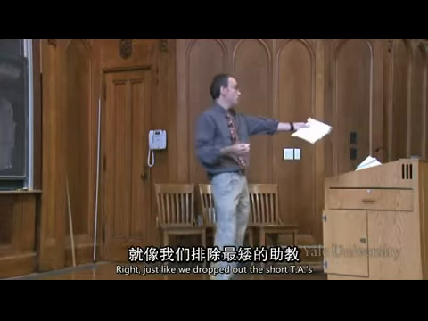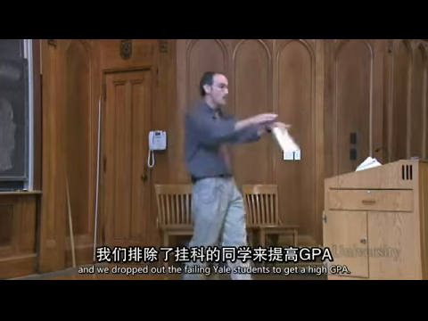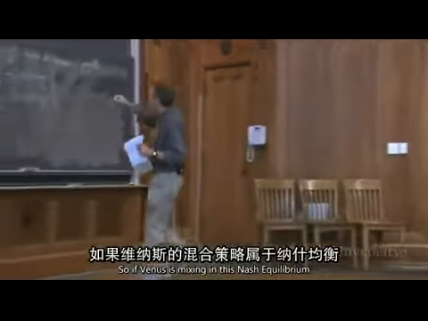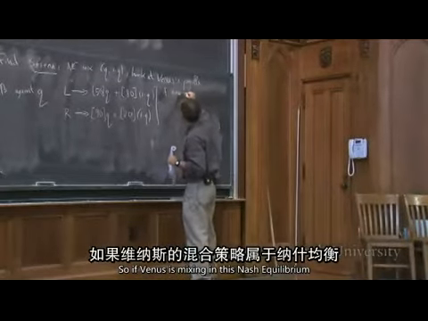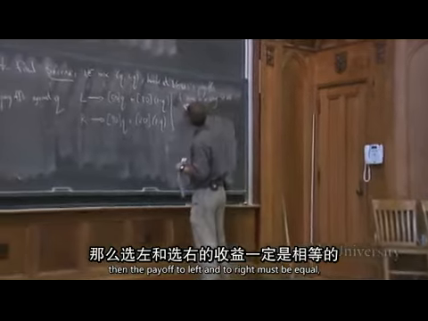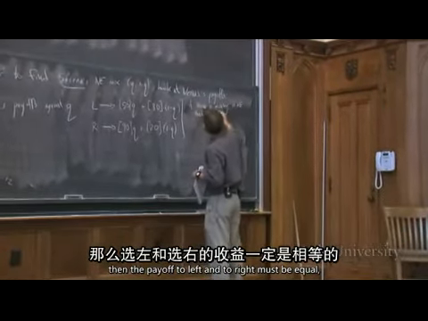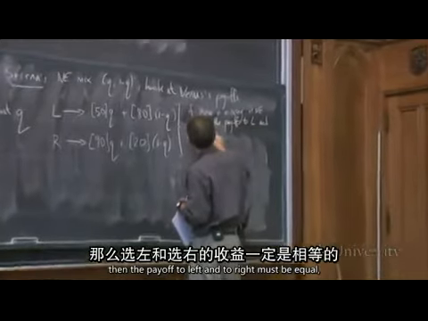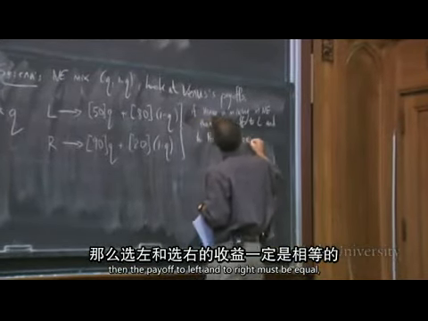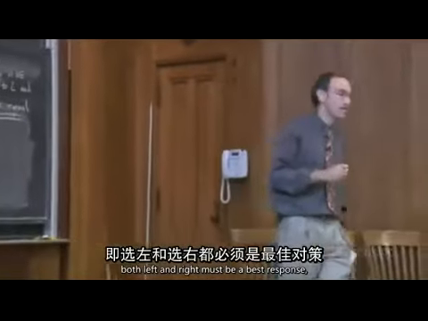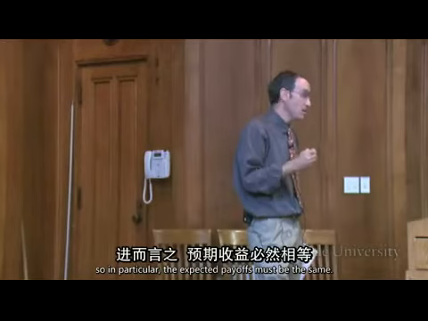Right? Just like we dropped out the short TAs to get a high height, and we dropped out the failing Yale students to get a high GPA. Sorry. All right? So if Venus is mixing in this Nash equilibrium, then the payoff to left and to right must be equal. Both left and right must be a best response. So in particular, the expected payoffs must be the same. Is that right? Is that correct?